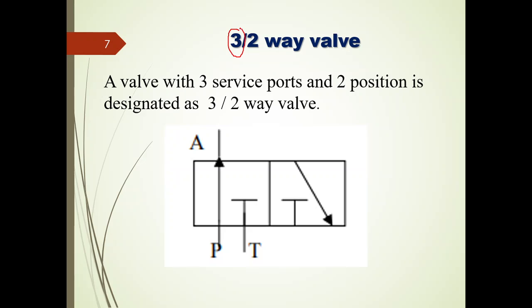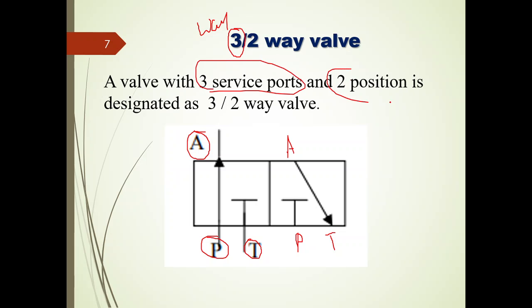This 3 is representing the number of ways. How many ways are we having? That is pump port P, tank port T as well as system port A. Here also you can see three ports only: in the second position, this is P, this is T and this is A, right? So three service ports we are having and two positions, right? So this is the first position and this is the second position.